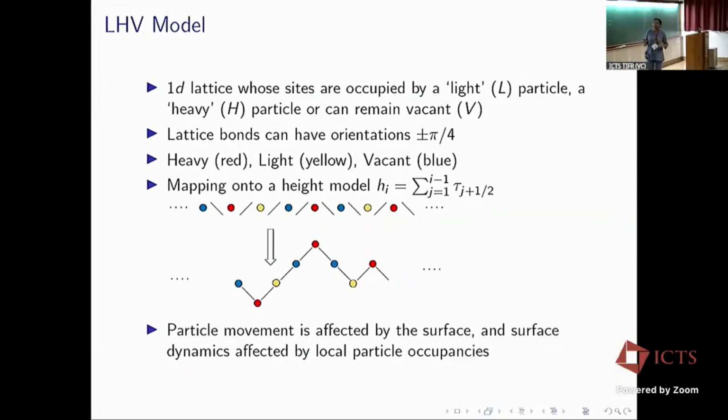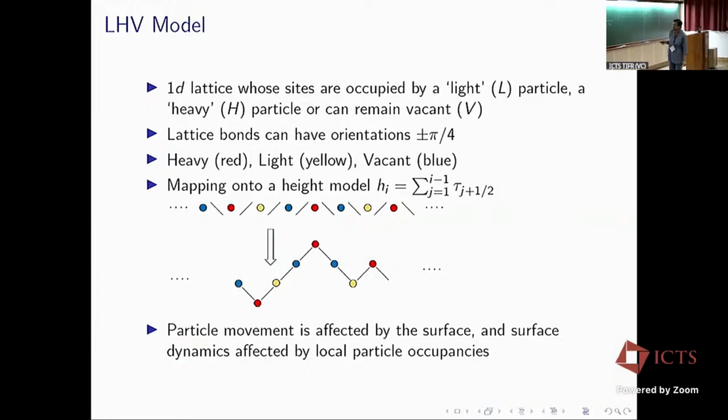Then the lattice bonds can have two possible orientations, plus or minus pi by 4. So this is one typical configuration where I have specified the site occupancies and the bond orientations. We use different colors. Heavy is shown by red, light is shown by yellow, and vacant sites are shown by blue. This can be mapped onto a height model where you just join the bonds end to end, and this gives rise to a height profile. We call it a surface or landscape.